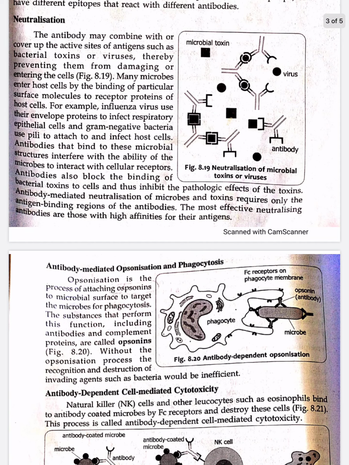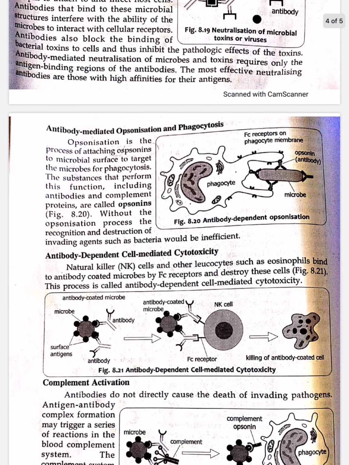And we can see that this destruction happens when this complex is formed, they are made more prone for the phagocytosis. So next, function of antibody. So the fourth one is the opsonization and phagocytosis. So what does it mean?